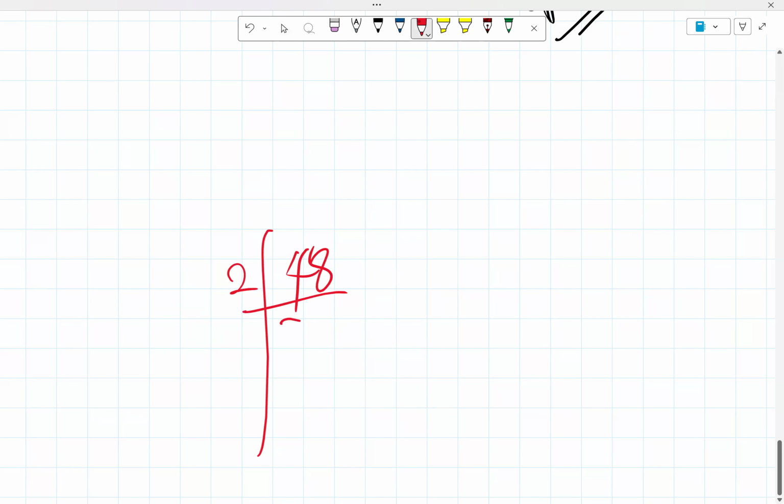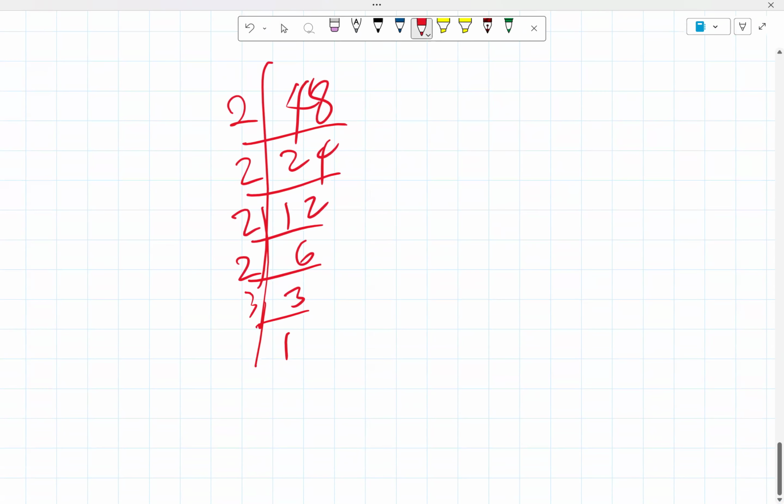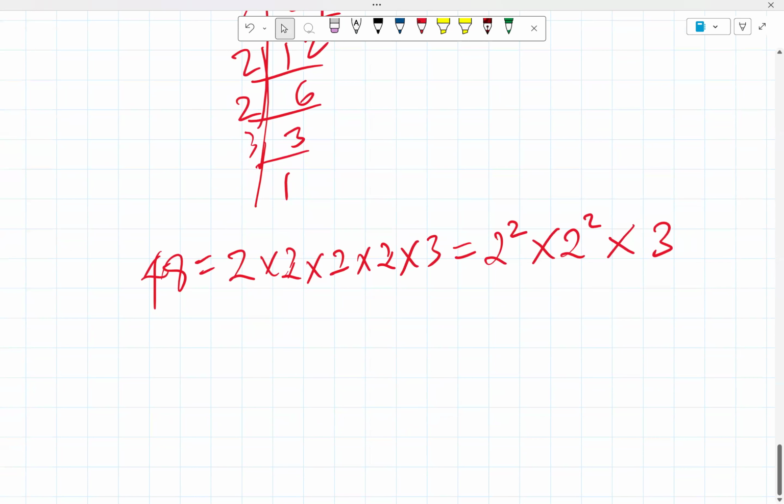So 2 goes in 48 24 times, 2 goes in 24 12 times, 2 goes in 12 6 times, 2 goes in 6 3 times, then 3 goes in 3 1 time, and that's it. So you have 48 equals 2 times 2 times 2 times 2 times 3. So that's like 2 raised to power 2 times 2 raised to power 2 times 3. It's better to group it in this form so that the square root can be easily taken care of.